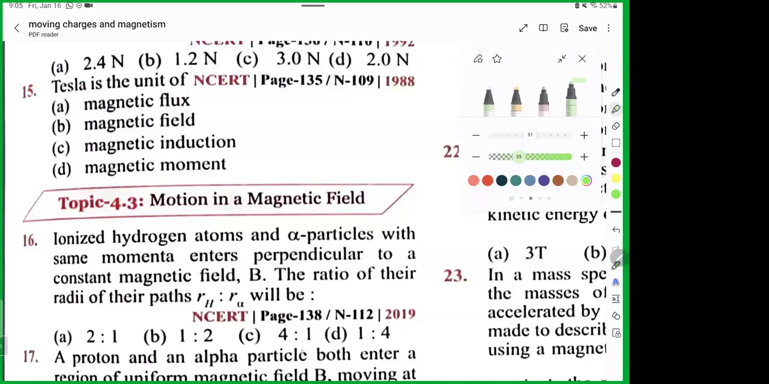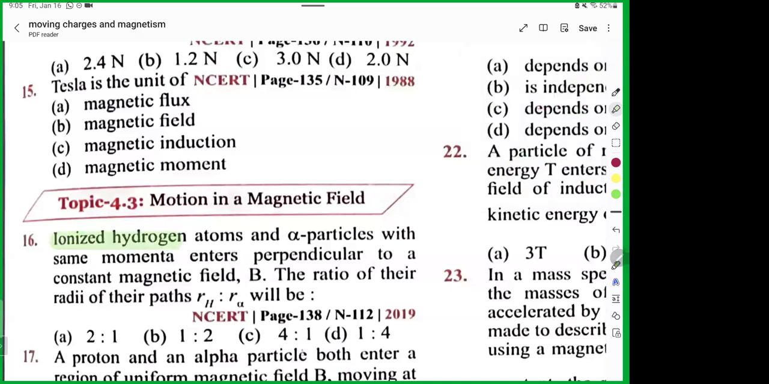In this case, you have two types of particles, hydrogen atom and alpha particle. The most important part is they have the same momentum. As I mentioned, they will tell you what is constant. They enter perpendicular to a constant magnetic field. The ratio of the radius of their paths, R_H and R_alpha, will be equal to?